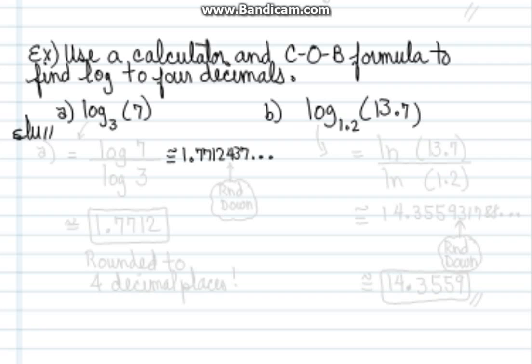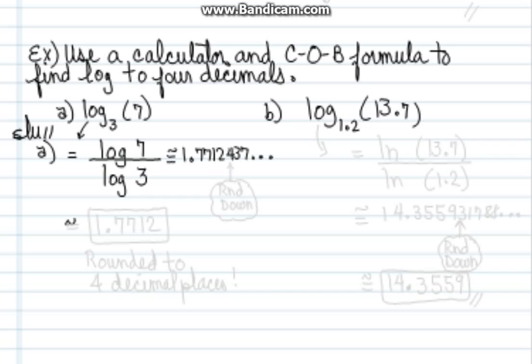So part A, we're going to use the change of base formula, which says we get to choose the new base, and I choose it to be base 10 because that is a base that my calculator understands. It can consume base 10 and base e logarithms and no others. So I'm going to rewrite this as log base 10 of the original number 7 over log base 10 of the original base 3.